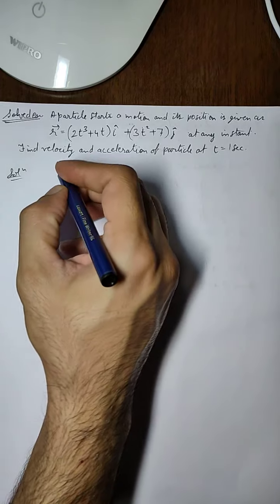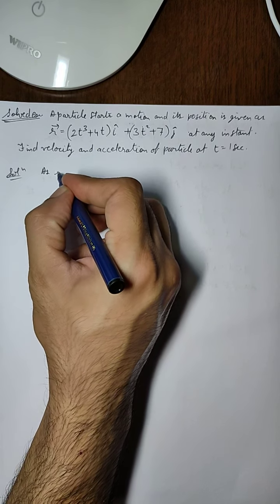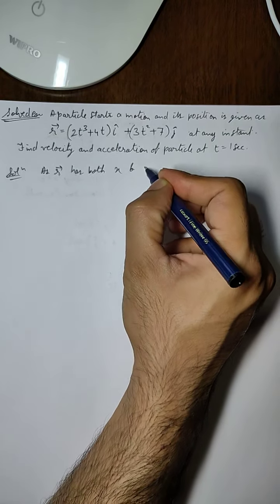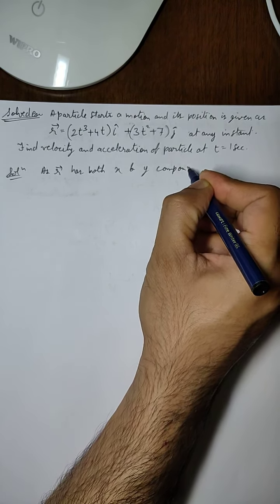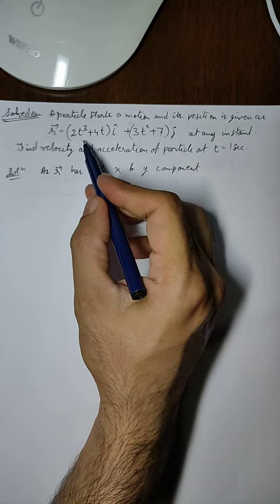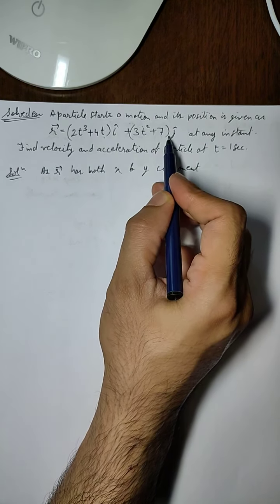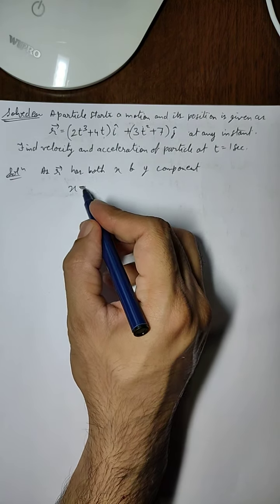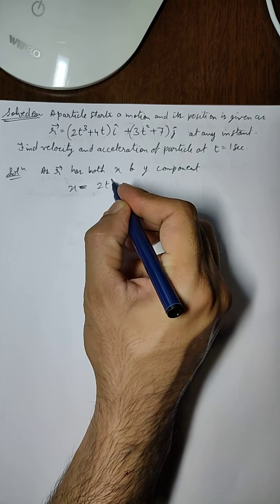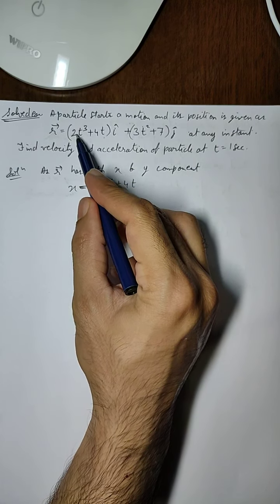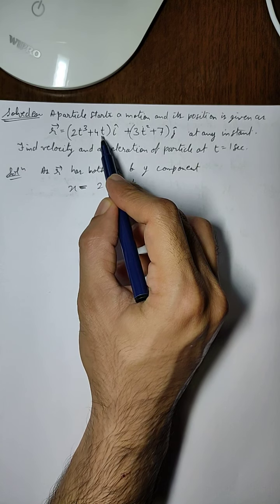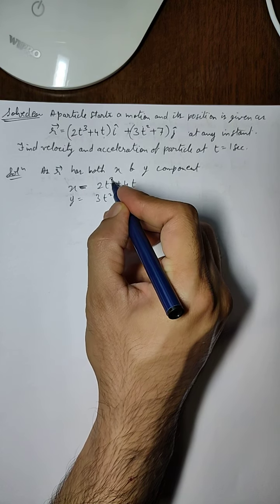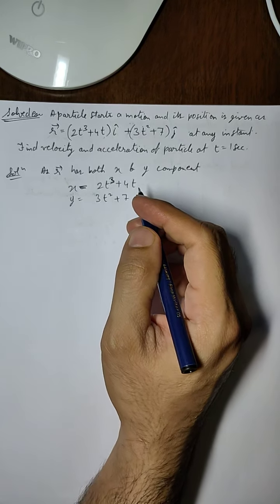So we can write here that vector r has both x and y component to describe its position. This will be your x component and this will be your y component. So the x position on the x axis is defined by the equation 2t^3 + 4t. This is the part of the equation which defines the position along the x-axis, and similarly position y is defined by 3t^2 + 7.